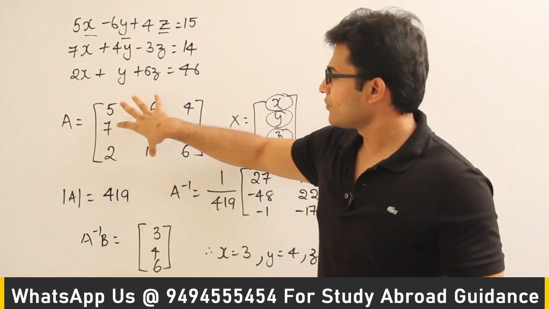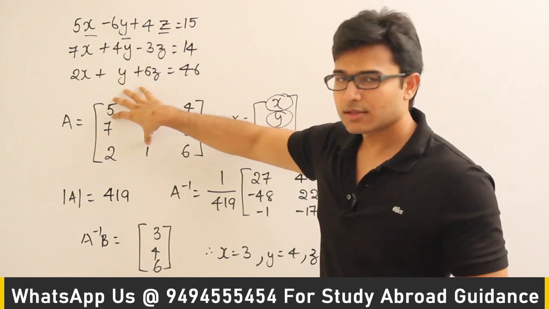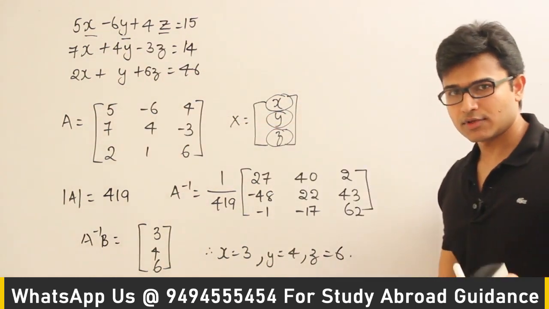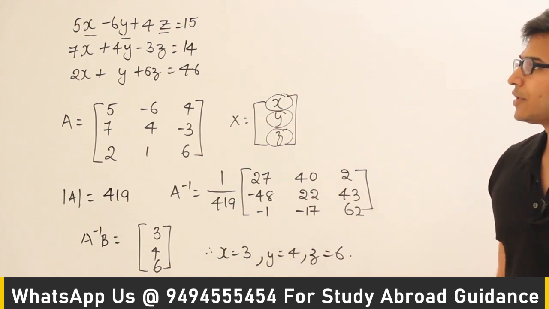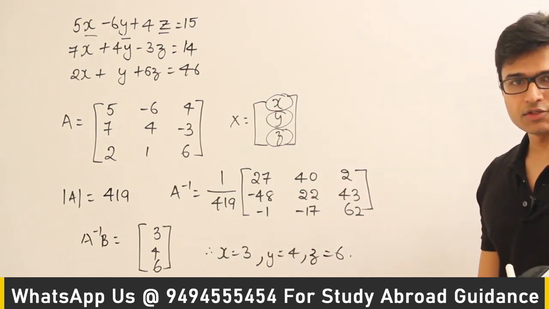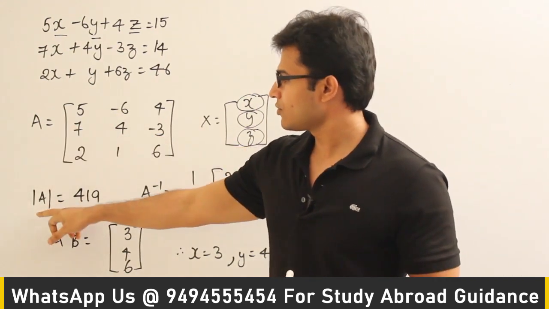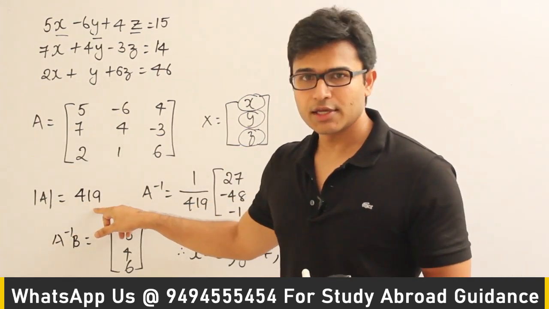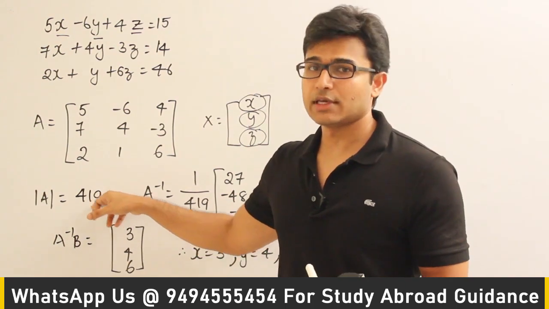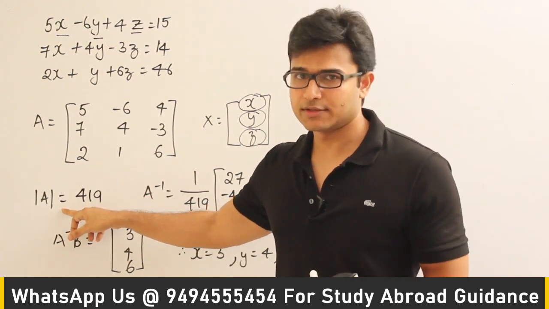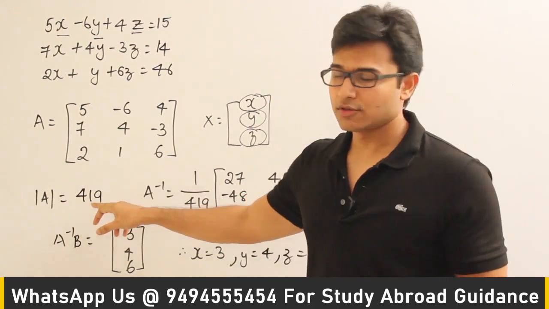Once you find out the coefficient matrix from this, then you find out the inverse. A inverse is required. Before that you should know whether the inverse exists or not. For that you are supposed to find out the determinant of A. I found that the determinant of A is 419, which is not equal to 0, which means A is not singular, and so A inverse exists.